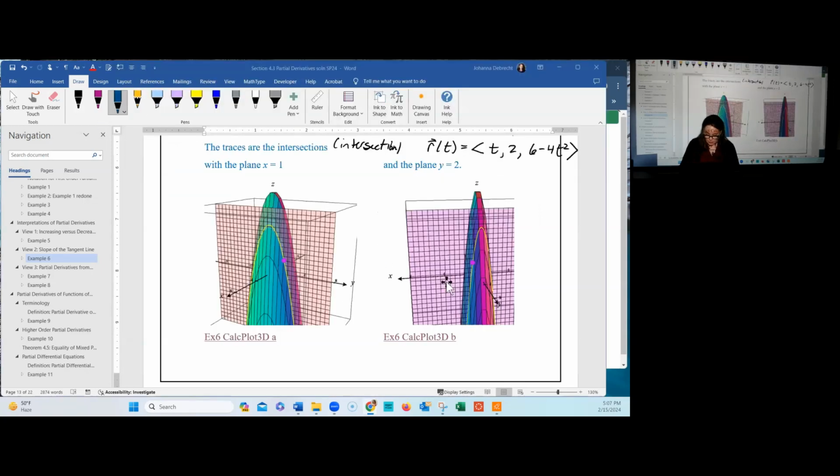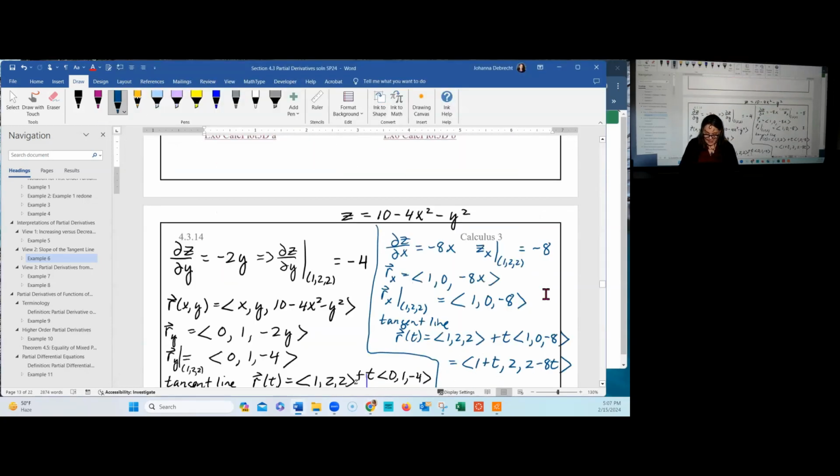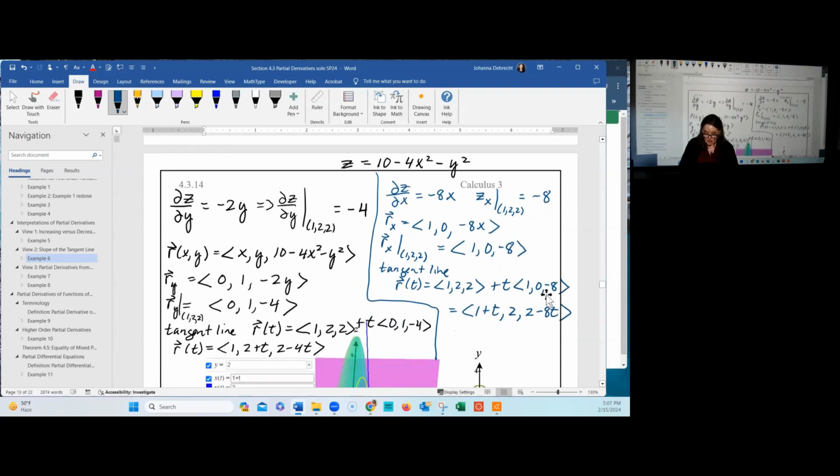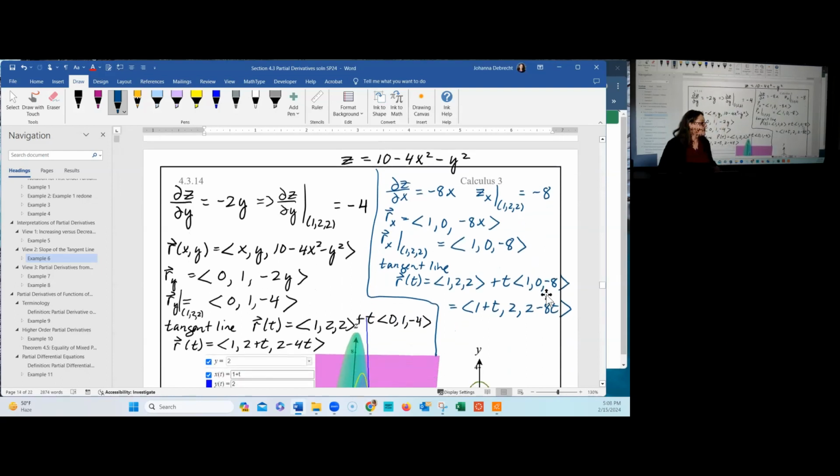So once we've traced that out, we want to evaluate the partial derivative of the function with respect to x. Our function is again 10 minus 4x squared minus y squared. So the partial with respect to x is negative 8x. And at our particular point, 1, 2, 2, that will give us negative 8. So the z value is decreasing 8 units for every positive 1 increase in x.